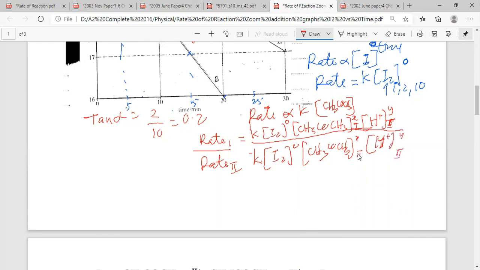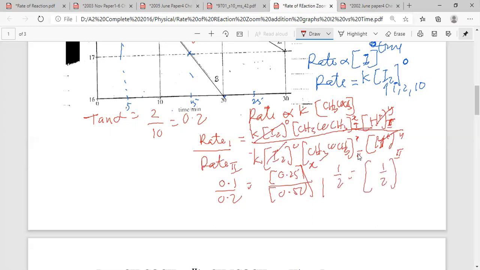Of course, this rate first is 0.1, and now it is 0.2. Now this cancels off, but the rest is the same. So I have 0.25 over 0.50, and the whole thing is to the power of X. So it's 1 over 2 equals 1 over 2. So what is X? X is 1. So I found that the order with respect to propanone is first order, 1.